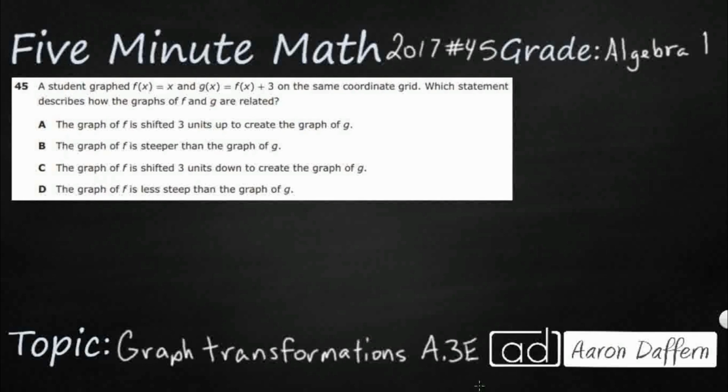So we have two graphs here, g of x equals f of x plus 3. That's the one graph. And then we have just the basic f of x equals x. Same coordinate grid. So which statement describes how the graphs of f and g are related?